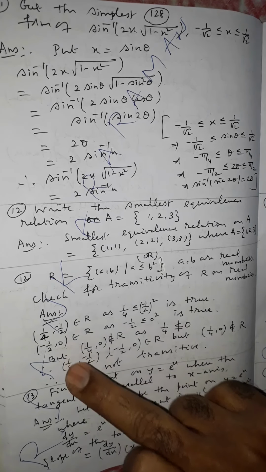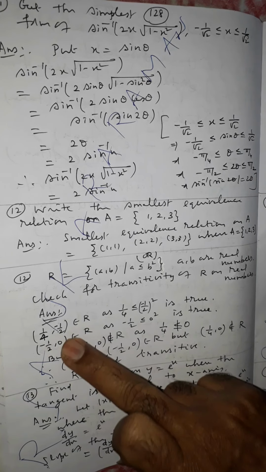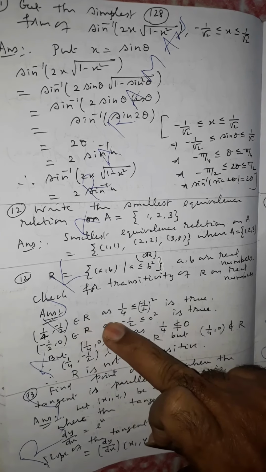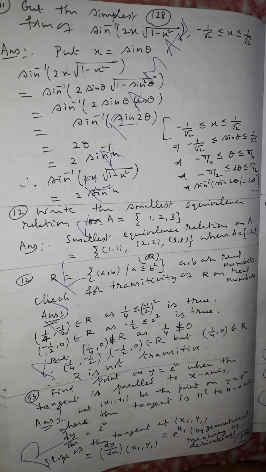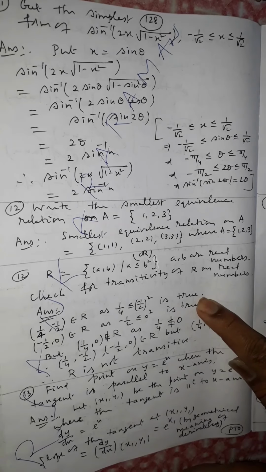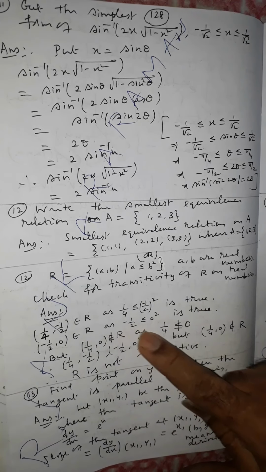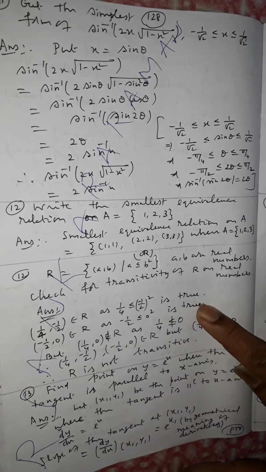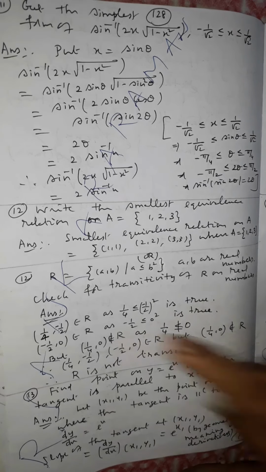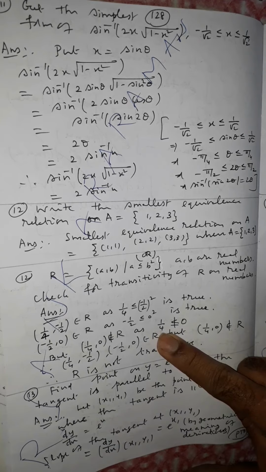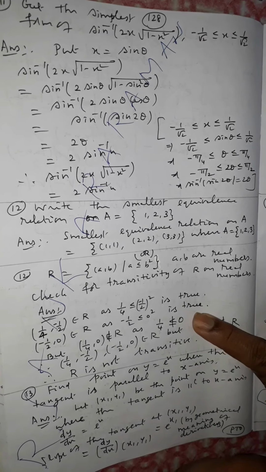Here, to negate the statement, we always think of an example. (1/4, -1/2) is an element of R, as 1/4 is less than or equal to (-1/2) whole squared. 1/4 less than or equal to 1/4 is true. Similarly, (-1/2, 0) is an element of R, as -1/2 is less than or equal to 0 squared, which is true. But (1/4, 0) is not an element of R, as 1/4 is not less than or equal to 0, because 1/4 is greater than 0, you know very well.